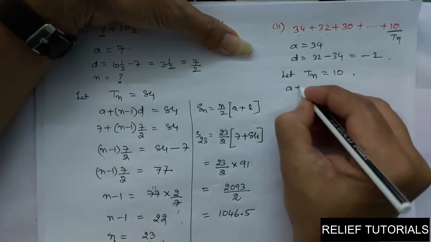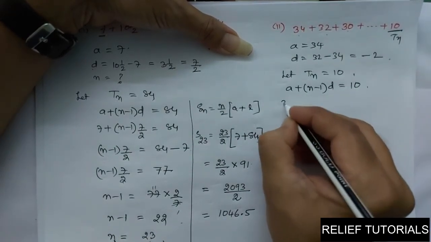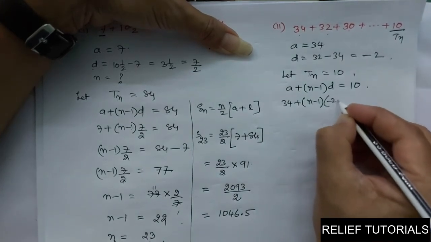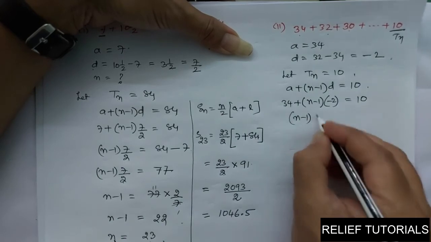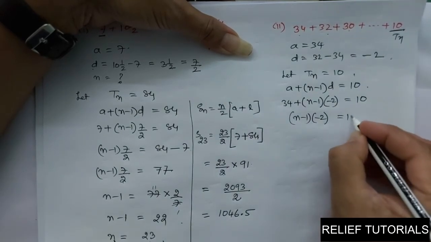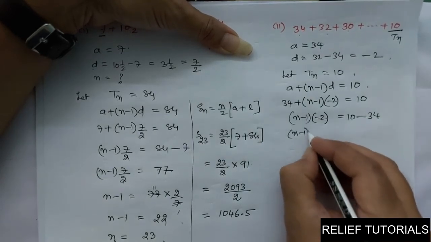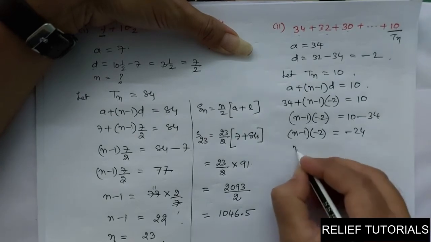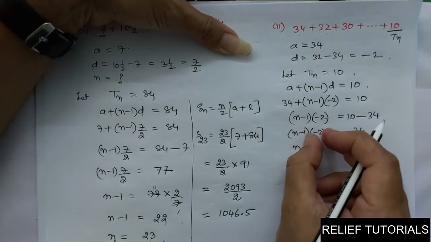So Tn equal to 10 means a plus n minus 1 into d is equal to 10. A is here 34, plus n minus 1, the difference is here minus 2, is equal to 10. So 34 goes here, so n minus 1 into minus 2 is equal to 10 minus 34. Clear? So n minus 1 into minus 2 is equal to 10 minus 34, which is minus 24. So n minus 1 is equal to minus 24 upon minus 2, which is in here as a multiplication.